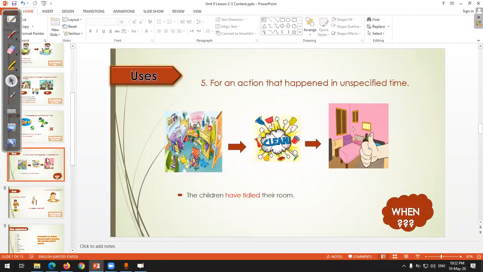Okay, I will talk slowly. For an action that happened in unspecified time, when we don't know when the action has happened, we use the present perfect. The children have tidied their room. Okay, we don't know when the children have tidied the room, so we can use the present perfect for that. Like my mother finished the cooking, but I don't know what time she finished her cooking, so I can say my mother has finished the cooking.